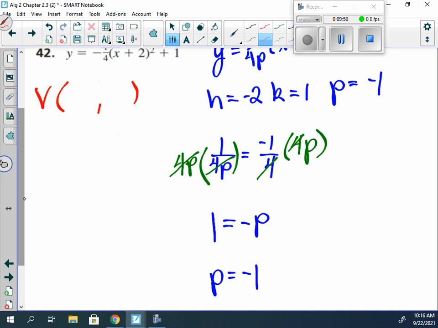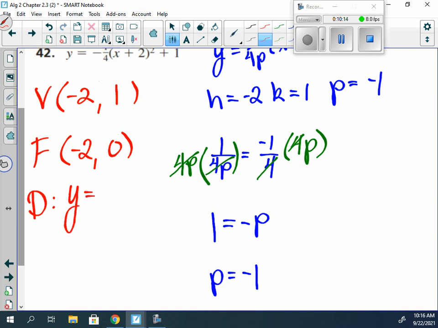Now, what would our vertex be? Negative 2 and 1. Now the focus is going to be h comma k plus p. So negative 2 comma 1 plus negative 1 is? The directrix would be y equals k minus p. 1 minus negative 1. Well, 1 plus p was 0. 1 minus negative 1, the negative and negative make a positive. So 1 minus negative 1 is 2.